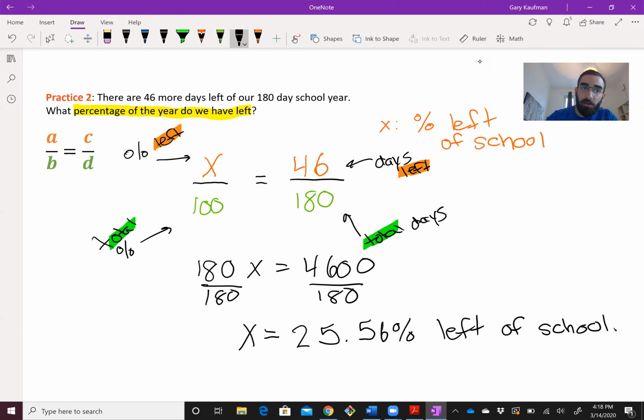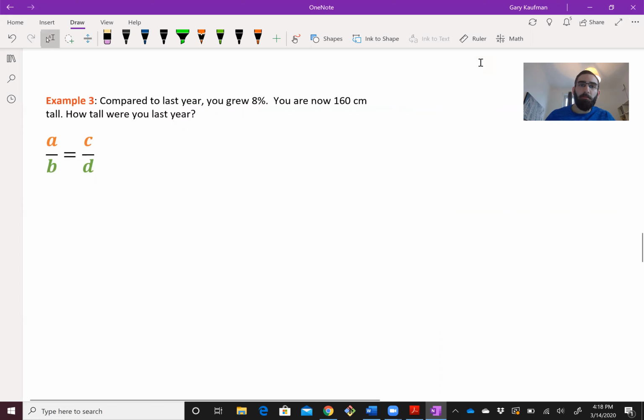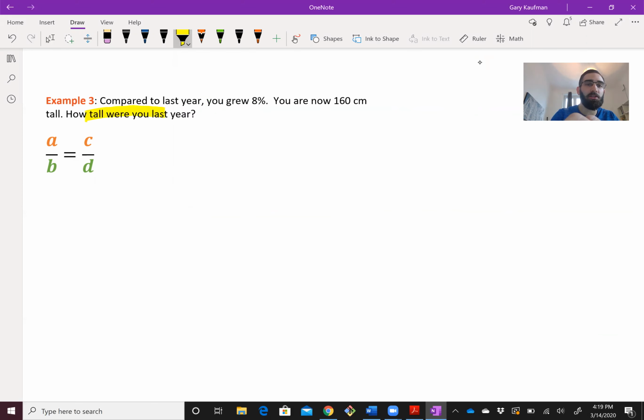Okay, so we've solved for A, we've solved for C. We're now going to do an example and then a practice for D. Okay, compared to last year, you grew 8%. You are now 160 centimeters tall. How tall were you last year? So this is our question. This is our unknown. And we already know that it represents D. So we're going to say X represents height last year.